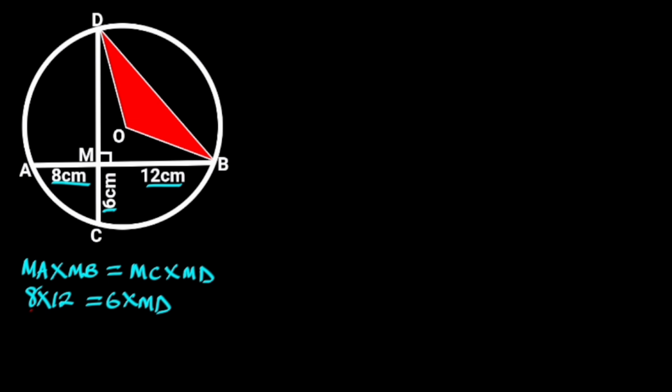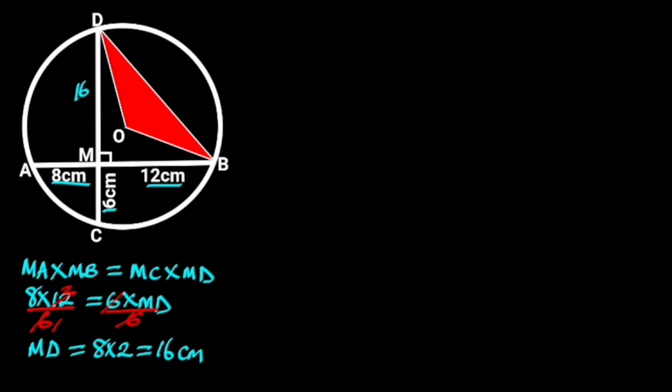First, we are going to find MD using the chord theorem since AB and CD are chords. From the chord theorem, MA times MB equals MC times MD. Let's plug in the values of MA, MB, and MC, which are 8 cm, 12 cm, and 6 cm, in this formula. It follows that 8 times 12 is equal to 6 times MD. To find MD, we divide both sides by 6. On the right side, 6 will cancel out, on the left side, 12 divided by 6 is 2. And this will leave us with MD equals 8 times 2, which is 16 centimeters.